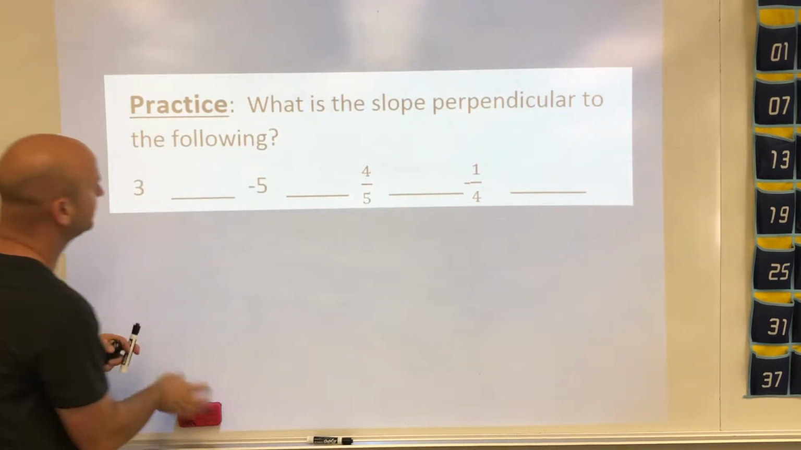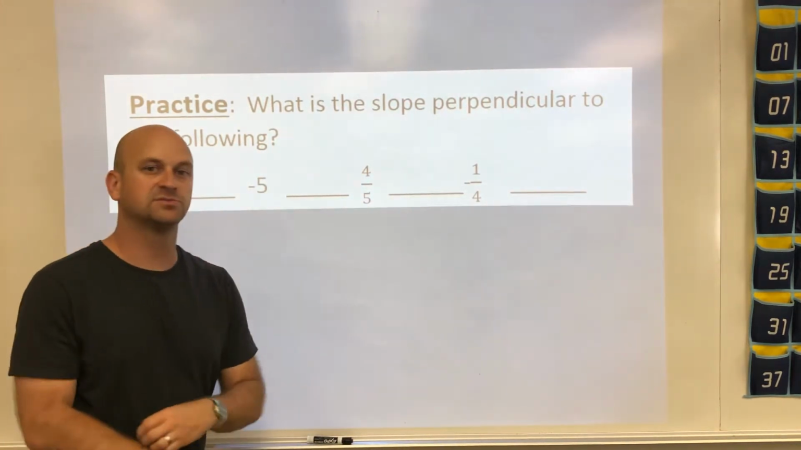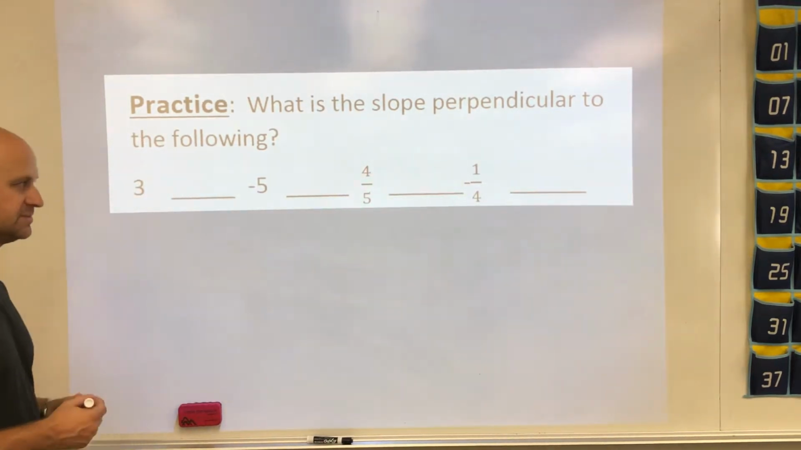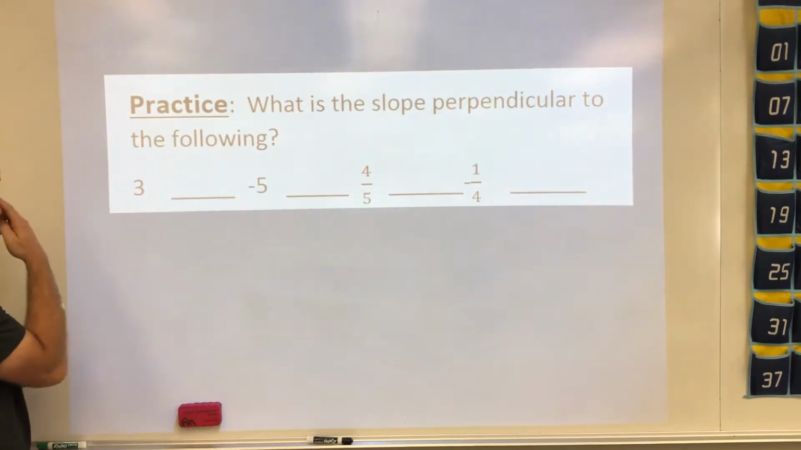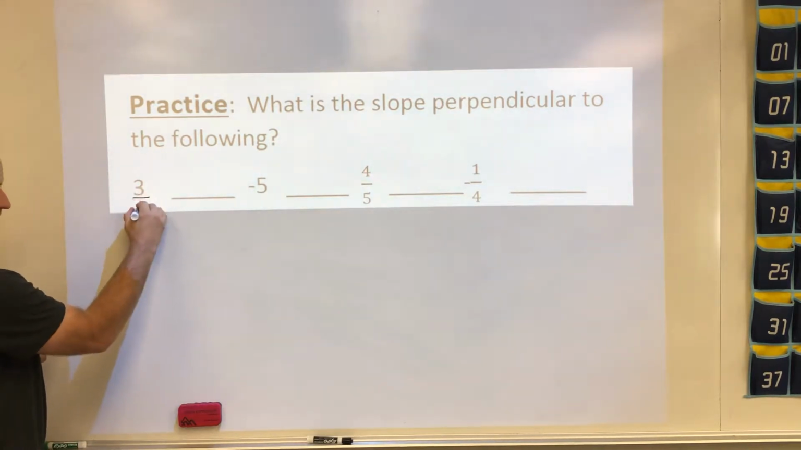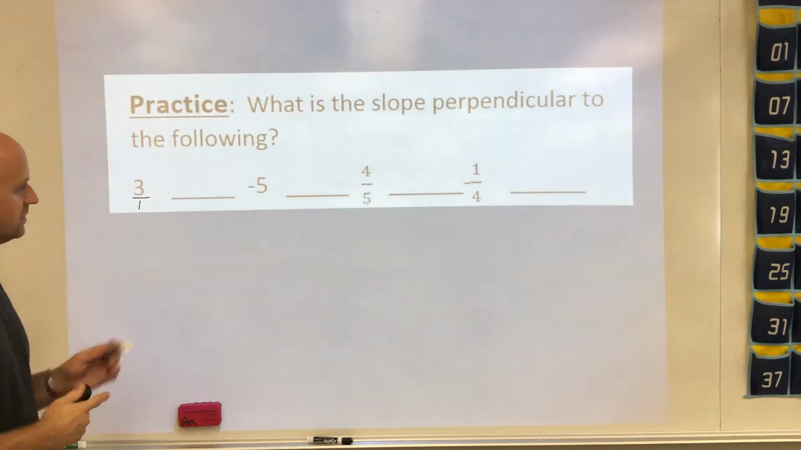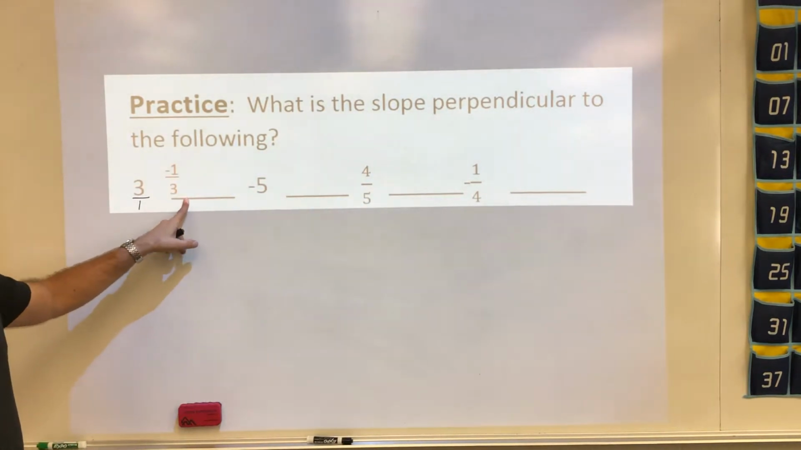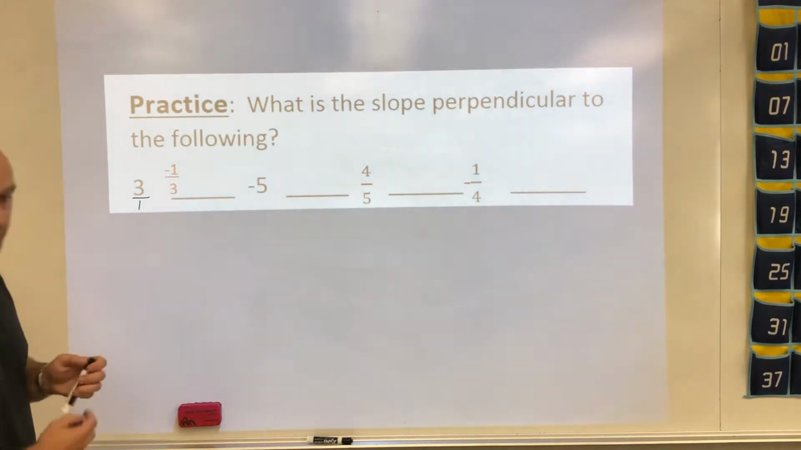All right, so for some practice here, for perpendicular, parallel slopes are pretty easy to understand. For perpendicular, it's a little bit trickier, so I want to go through some examples. The first is this. This is a slope of 3, but it's technically 3/1. So if we were to flip this, this would become 1/3, and we change the sign to make it negative. So the answer would be -1/3.